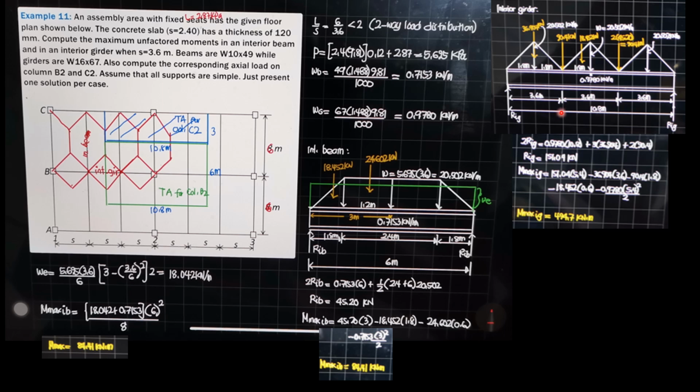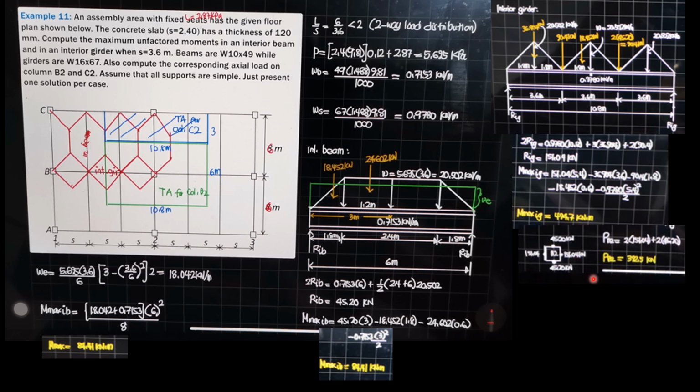So take note that we cannot use the equivalent loading anymore because of the presence of these concentrated loads, which is very different from the derivation of the formula for equivalent uniform load, which will cause maximum moment at the center.